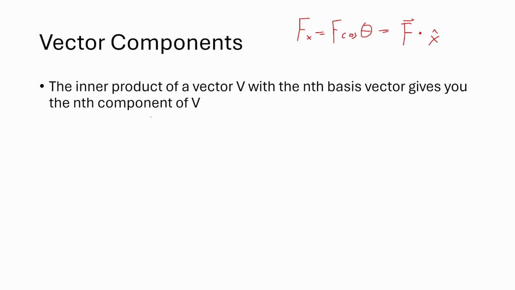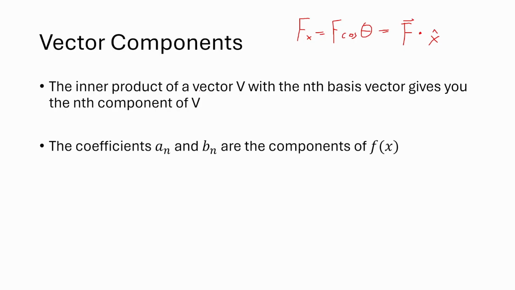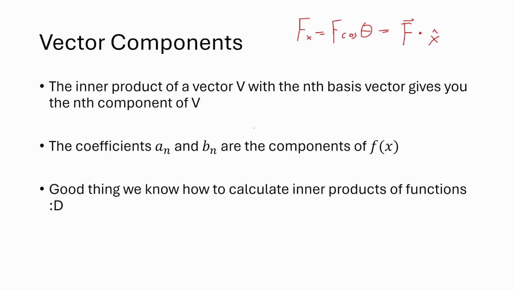So in general, what we do to find any component of a vector is to take the inner product of the vector with that particular basis, the 3rd or 4th or 17th, whatever basis vector that we want that component. And since these coefficients, the an and the bn, those are the components of our function that we're trying to build up, all we have to do is calculate a bunch of inner products, which now you know how to do. You do integrals.